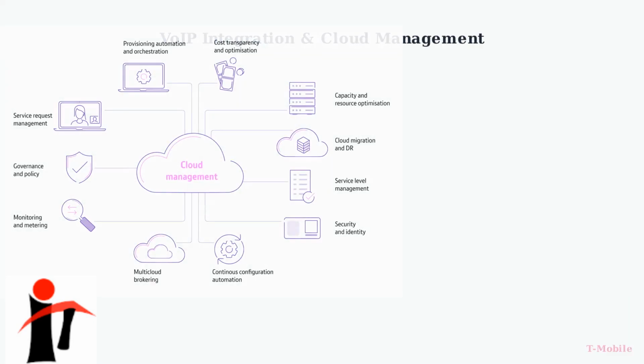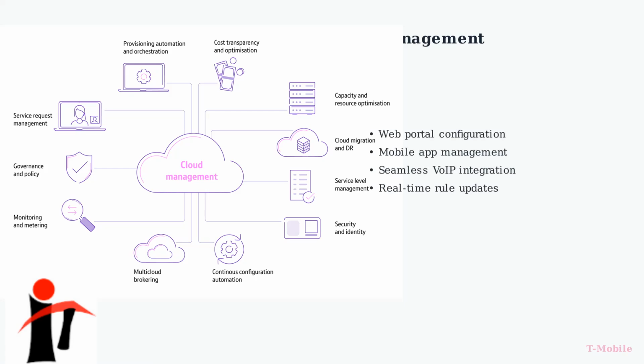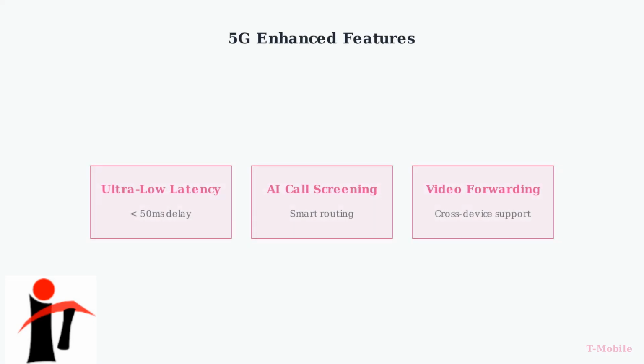T-Mobile is revolutionizing call forwarding by integrating it with voice-over Internet Protocol services and moving toward cloud-based management systems. This allows users to configure forwarding rules through web portals and mobile apps instead of just dial codes. With 5G network maturity, T-Mobile is developing ultra-low latency forwarding with delays under 50 milliseconds, AI-powered call screening based on caller identification, and extended video call forwarding across compatible devices.